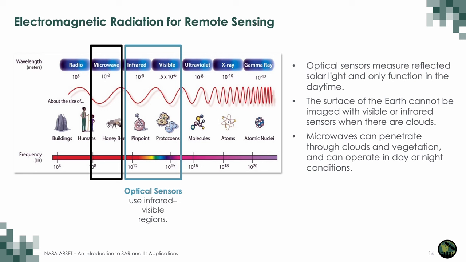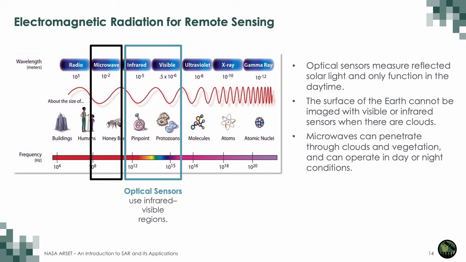Now, I want you to think of this energy as waves propagating, not much different than waves crossing an ocean, except that electromagnetic radiation travels at the speed of light. Remote sensing sensors are designed to operate at specific regions of the electromagnetic spectrum according to their intended application.